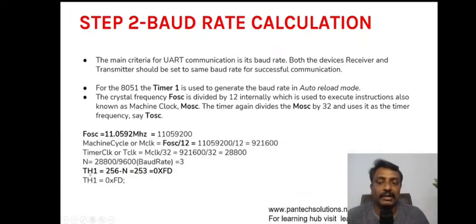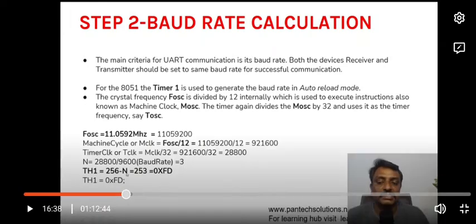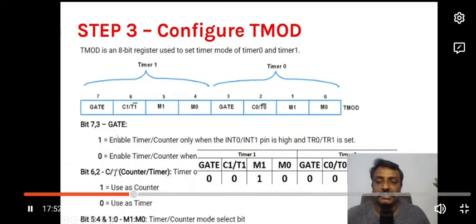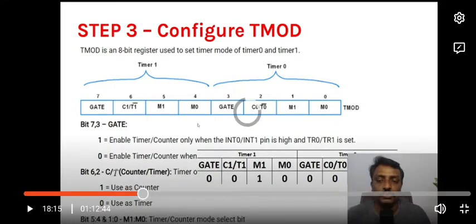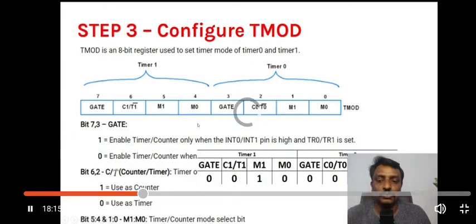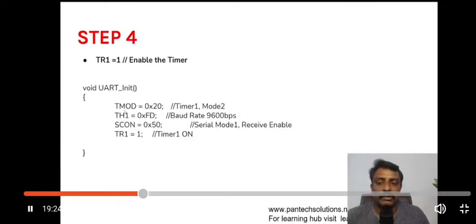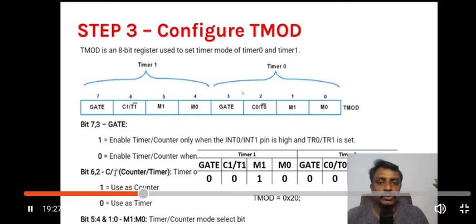So here is the formula: TH1 equals 256 minus that value. Bit 7 and bit 3 are for enabling the timer. Bits 6 and 2 are for timer 0, and bits 5 and 4 are for M1. One is for timer and the other is for counter. This is the TMOD register, for timer 1 and timer 0.